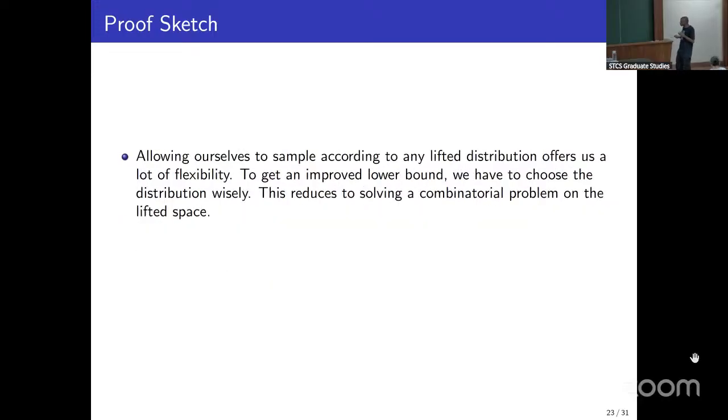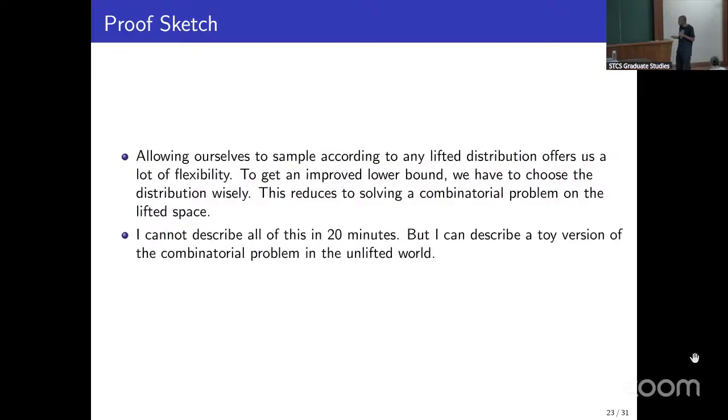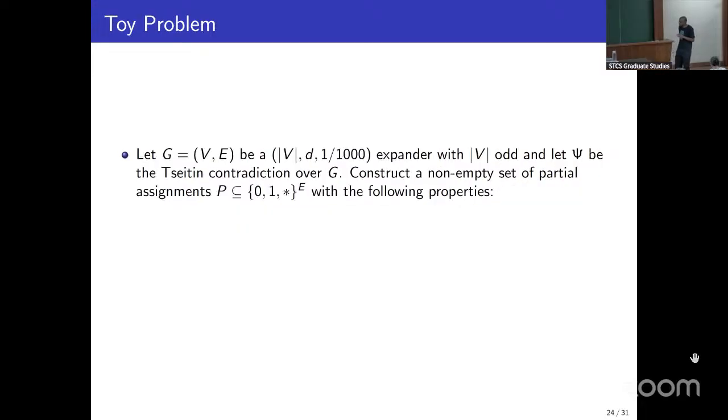And allowing ourselves to sample from any lifted distribution offers us a lot of flexibility to improve the proof parameters. And to get an improved lower bound, we have to choose the distribution wisely. And this reduces to solving a combinatorial problem on the lifted space. I cannot describe all of this in this time, so I'll just describe a toy version of this in the unlifted world. And I think I'll end my talk there. I'll just describe this toy version, which I think is pretty nice and involves some nice ideas.